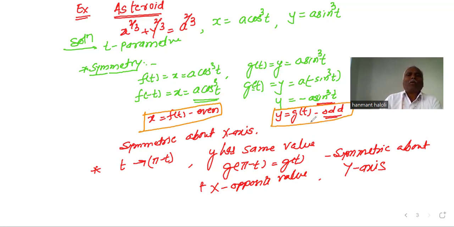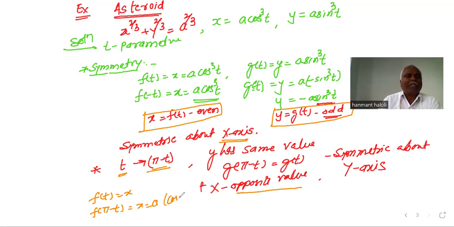Now, once you highlight it, if f of x is an even function and g of t, nothing but y, is an odd function, then there is symmetry about the x-axis. Similarly, you change t by pi minus t. By changing t by pi minus t, you get x opposite and equal values. Now check it. f of t is equal to x, and you replace t by pi minus t, so x equals a into cos of pi minus t, raised to 3, or bracket cube.